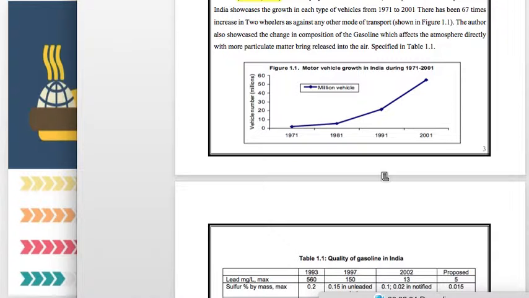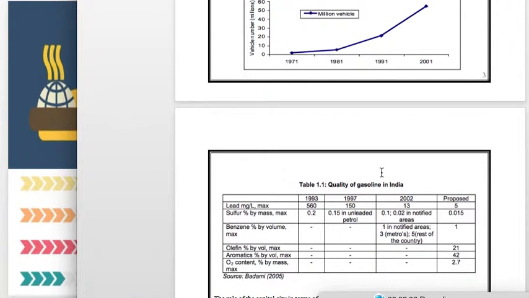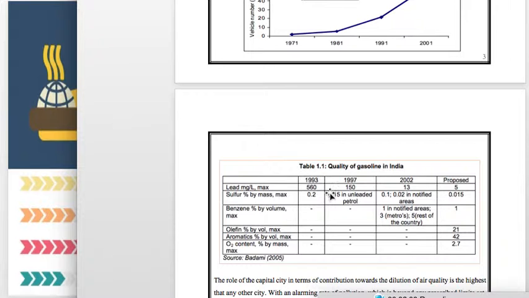When you see two-wheelers, the numbers have gone up 67 times. And if you see the quality of gasoline used in 1993 compared to what we are using now, sulfur, benzene, all these things are almost extinct from what we use. The lead is not even there. But there are a lot of new pollutants which started to come in.